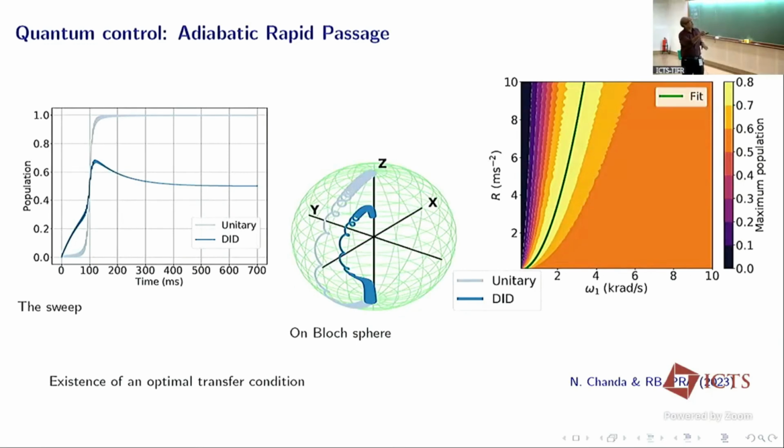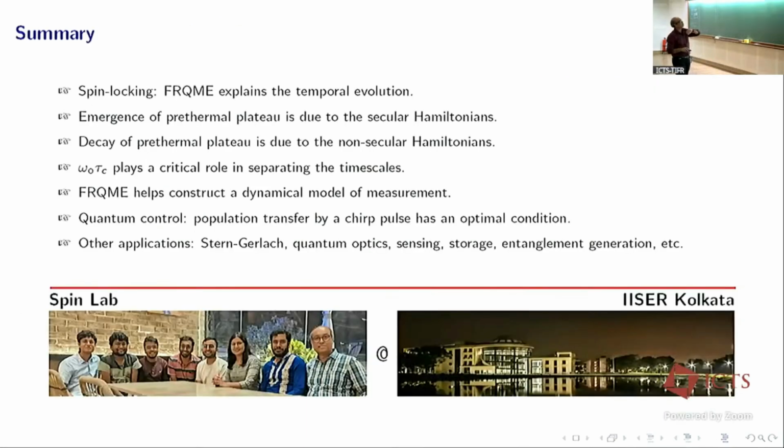Finally, these are the two examples on quantum control and spin locking. This is what I wanted to show you, and I would like to summarize. Essentially, this fluctuation-regulated quantum master equation explains temporal evolution of spin locking that we could not explain previously. The emergence of the prethermal plateau is due to the secular Hamiltonian, and the decay of the prethermal plateau is due to the non-secular Hamiltonian of the dipole and also from system-bath coupling.